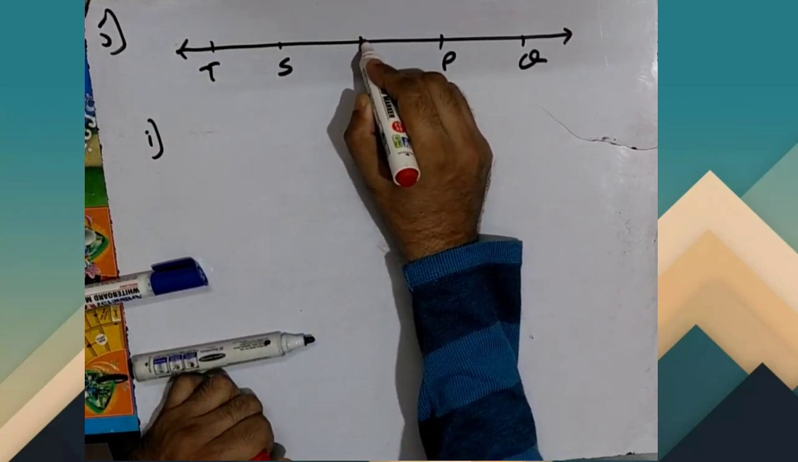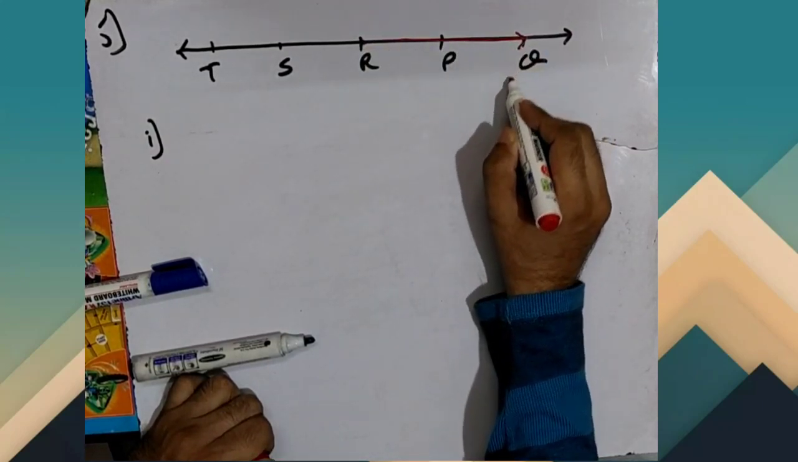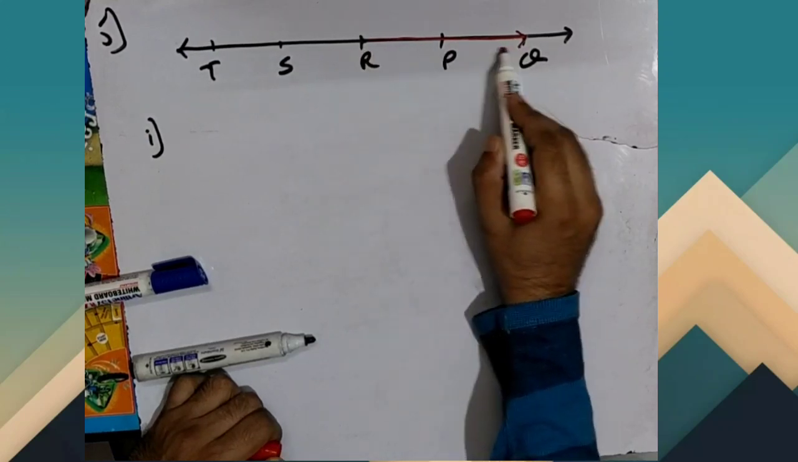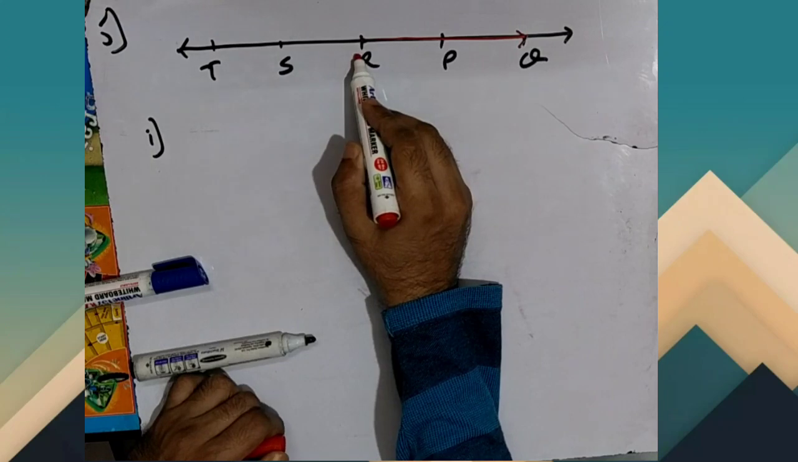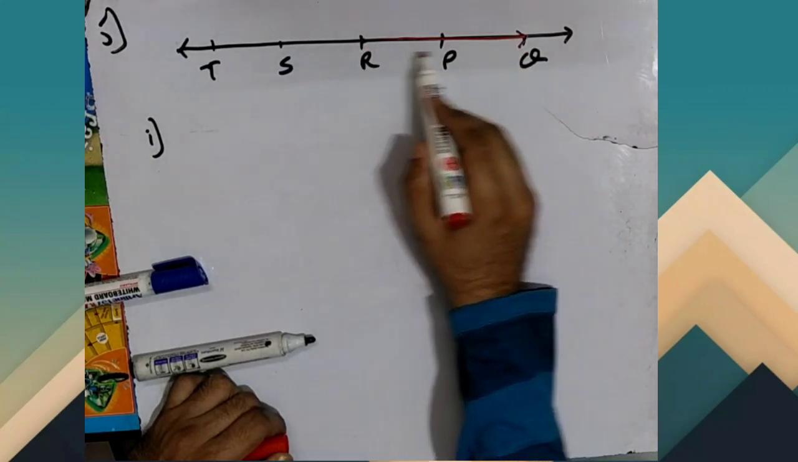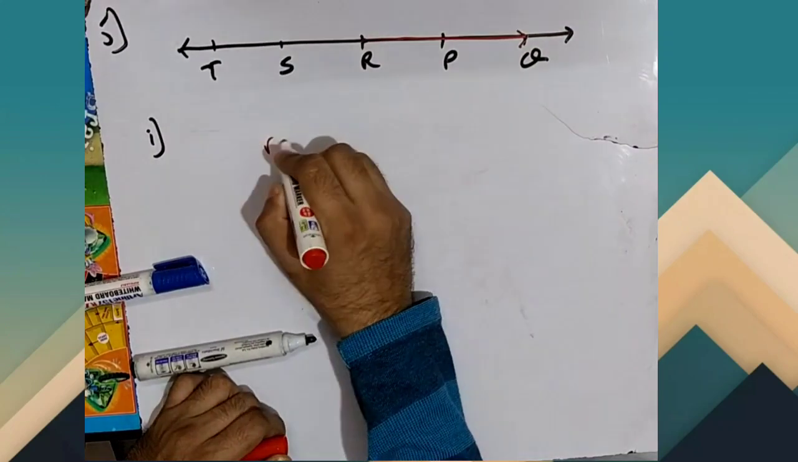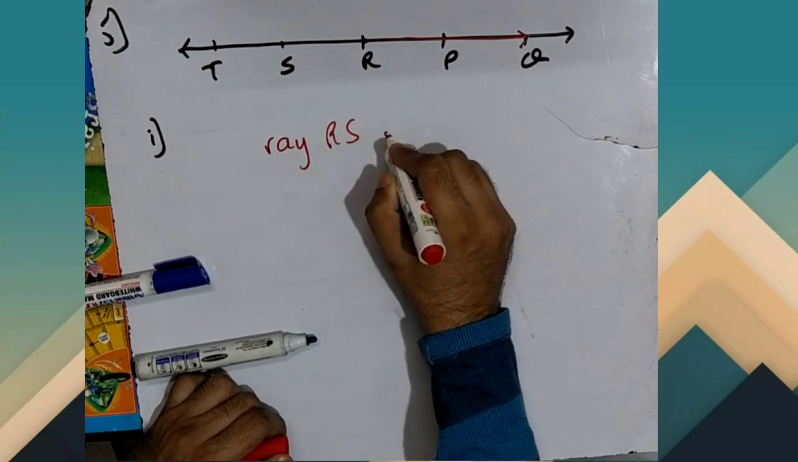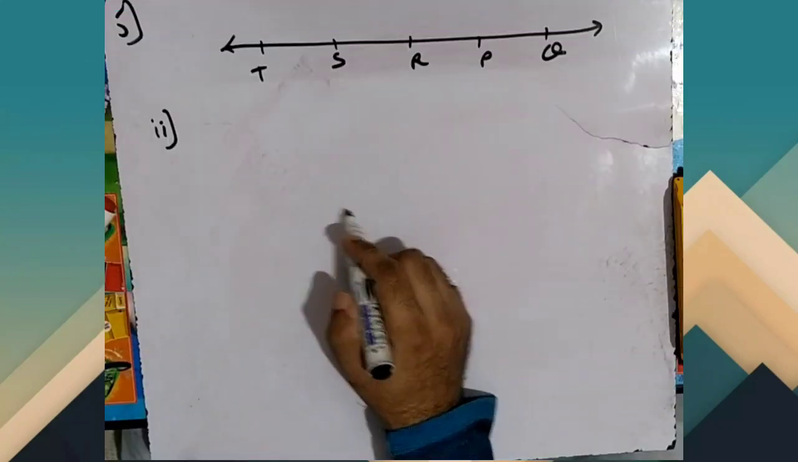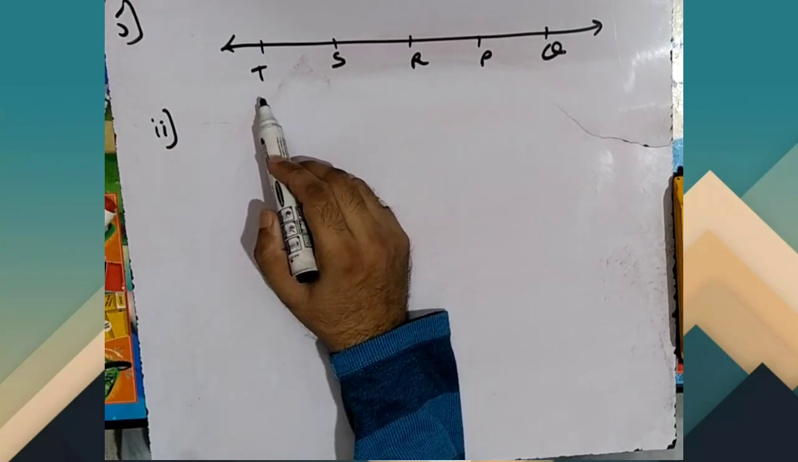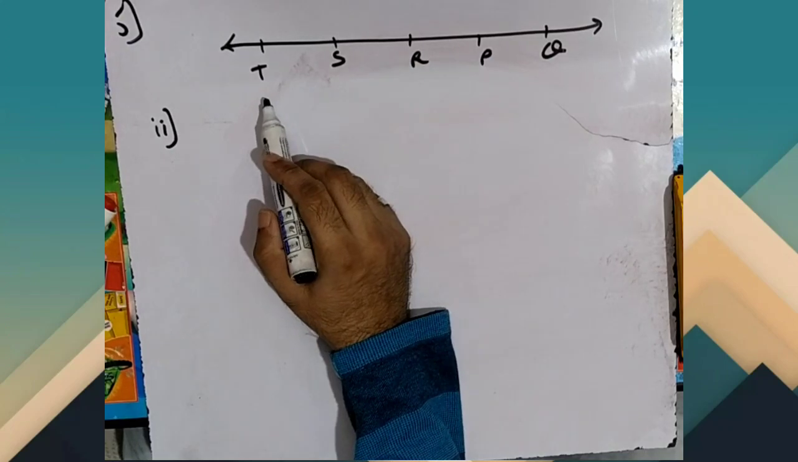So the opposite ray of ray RP will also start from point R. Opposite ray of ray RP will be ray RS or ray RT. Now they are asking us in the second one, the intersection set of ray PQ and ray RP.